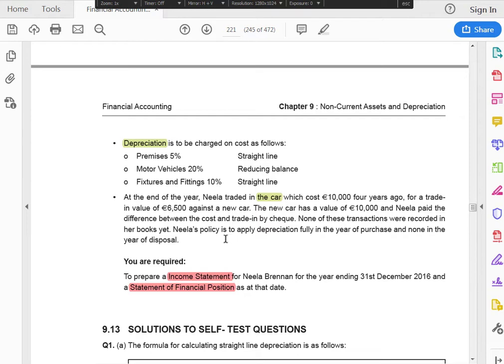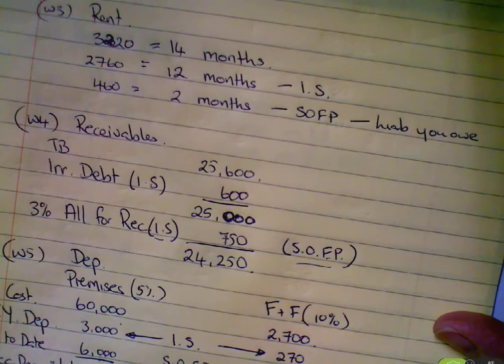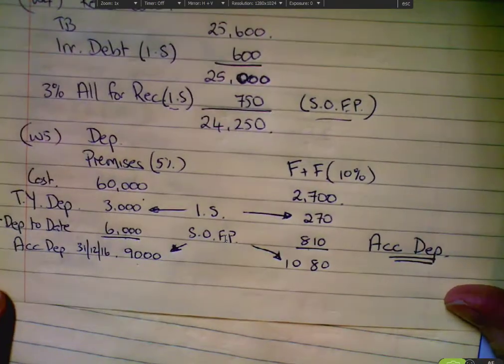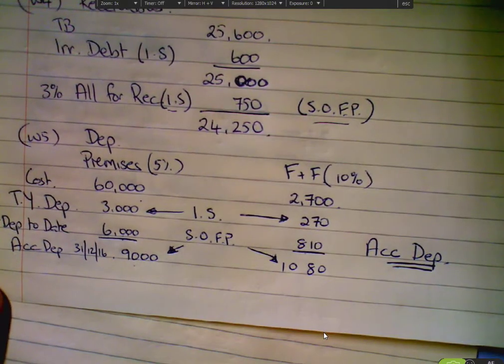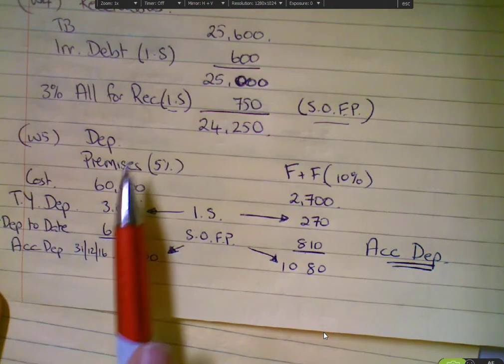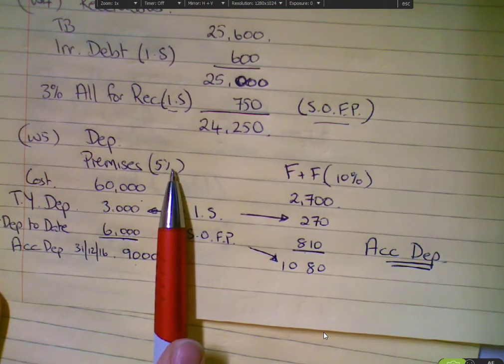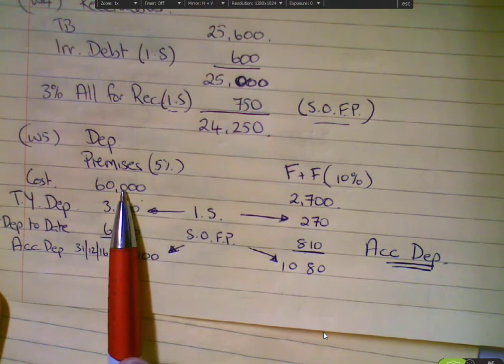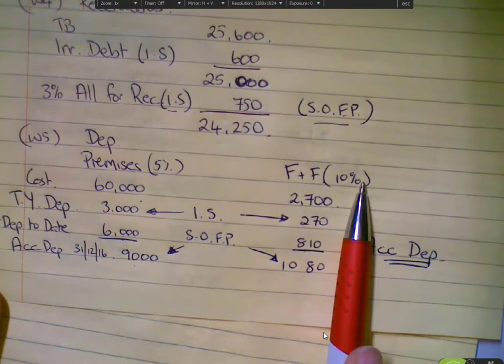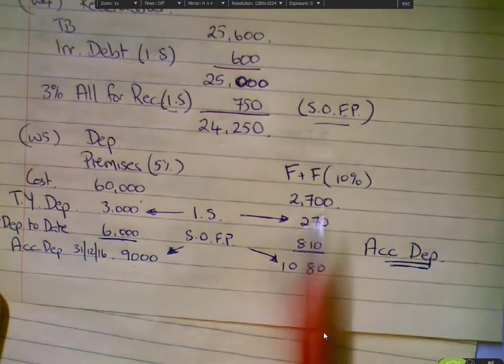Okay, so what do we need to do first? Let's go with the easy ones first, and we'll do the premises and the fixtures and fittings. So let's have a look here. How do we calculate the depreciation on an item? Our depreciation on premises is 5% straight line, which means you use cost to calculate it, and fixtures and fittings 10% straight line, so you use cost.